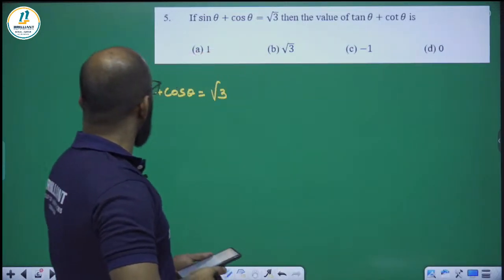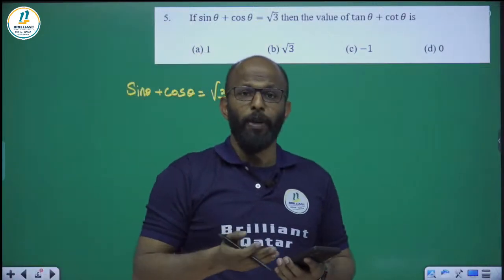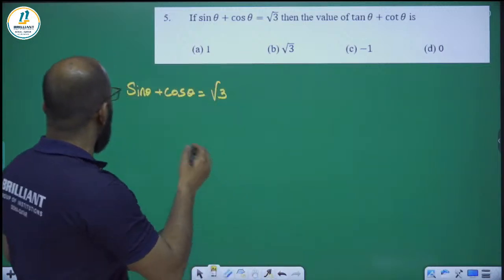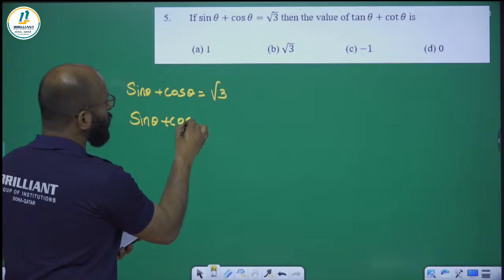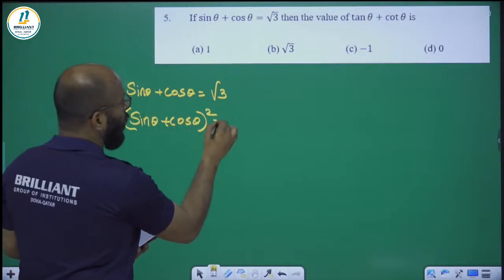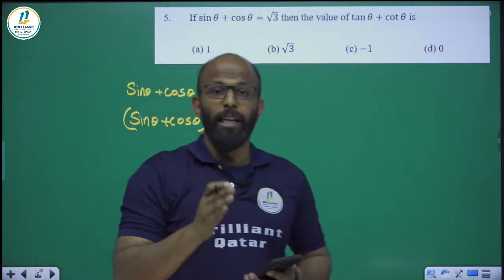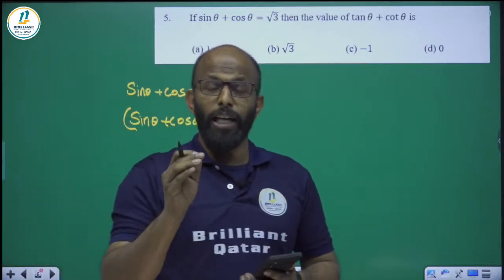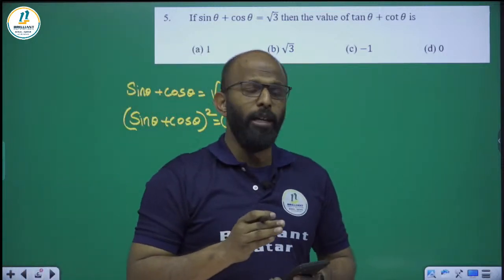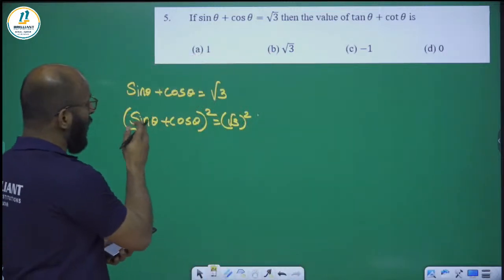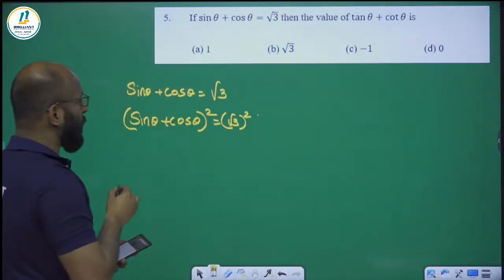So how can we start this one? Here sin theta and cos theta are there, and there is no converting function given. So we can square both sides. We'll get sin theta plus cos theta the whole square equal to root 3 whole square. Then, what is sin theta plus cos theta whole square? We can use the a plus b whole square identity here.